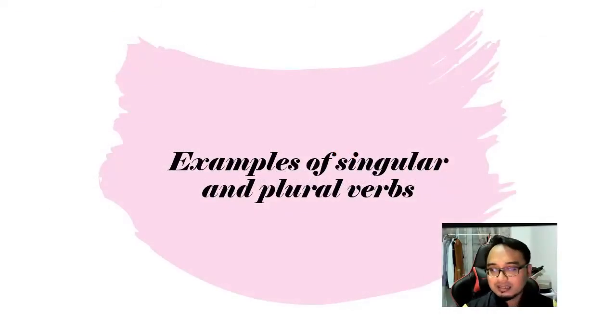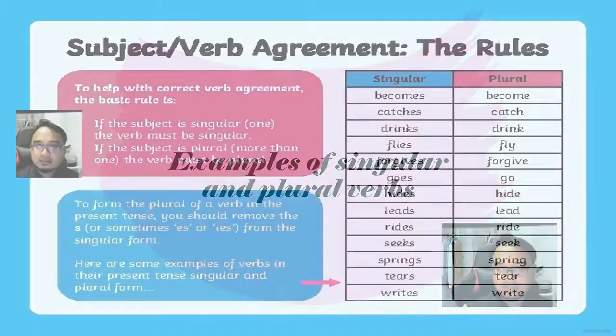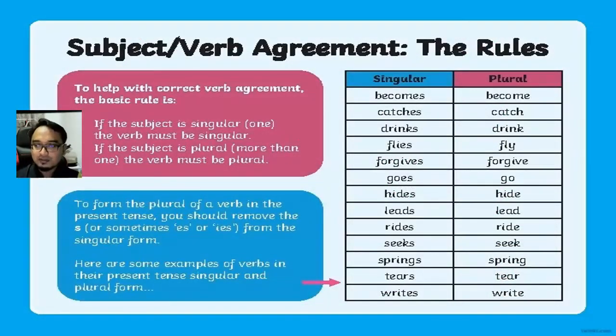Okay, these are some example of singular and plural verbs. You might want to pause this to look into the examples clearly. Okay. So these are the rules for subject verb agreement. The explanations are quite the same like I told you before. So the singular form have S at the end, while the plural form do not have S at the end. That's all.